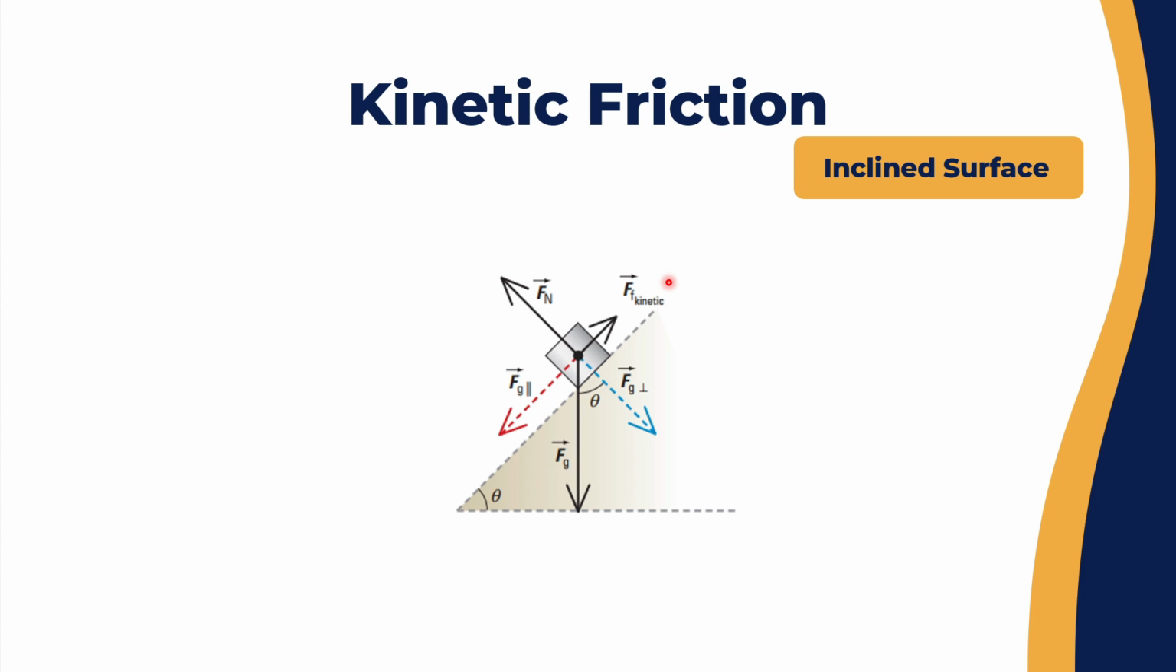Now, when you have an object on an inclined surface, since we're talking about kinetic friction, this object is in motion. It could be either accelerating downwards or accelerating upwards. Talking about an object accelerating downwards as an effect of its weight, or the parallel gravitational force, you will see an opposite force pulling the object upward, which is the kinetic friction force in this case, trying to stop it from moving.